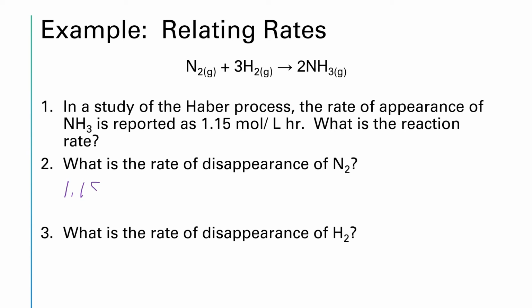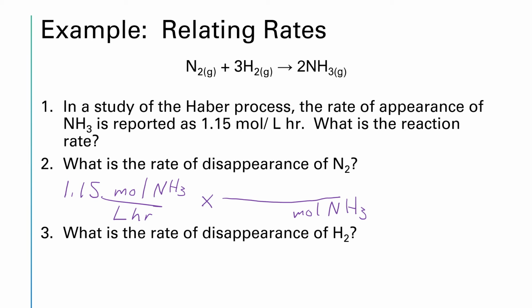We have 1.15 moles per liter per hour. And in particular, what we were given was data about ammonia. So that's actually moles of ammonia per liter per hour. And we're asked to express this instead in terms of nitrogen. Well, we're just going to use the coefficients from the balanced equation in terms of moles. We have, in our dimensional analysis problem here at the beginning, we have moles of ammonia. So in the bottom of my next step, I definitely need moles of ammonia to make it cancel out. And in the top, we're going to put moles of nitrogen.